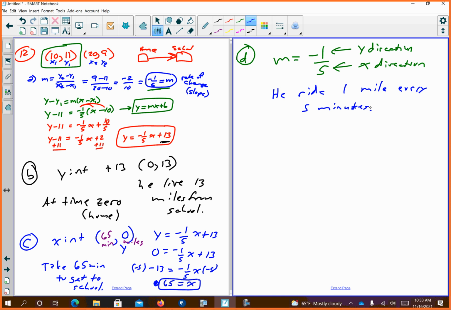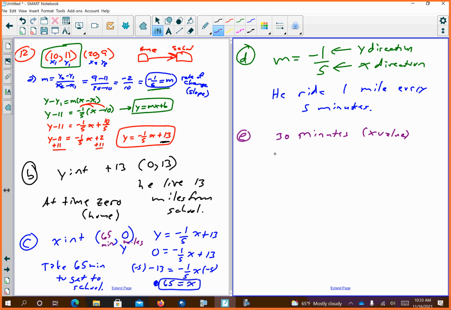Okay? So he's on a bike. Is 1 mile in 5 minutes fast on a bike? Well, no. Maybe, I don't know, maybe he's dawdling a little bit. Who knows? And we're assuming he's riding at a constant rate of speed. And then E, how far is he from home after riding 30 minutes? Okay, so 30 minutes is an x value.